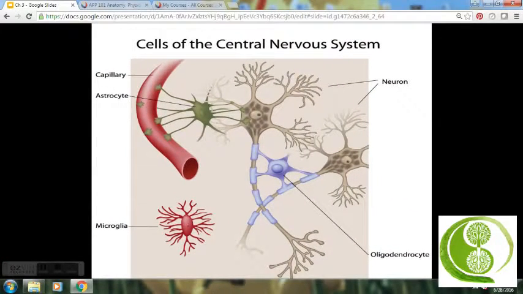Okay, so this is just another picture of the different neuroglia. You've got the microglia here. You've got the oligodendrocytes. You've got, these are your neurons. For this to be an oligodendrocyte, this has to be within the brain and spinal cord. You've got the astrocyte, and they said the astrocyte's what binds the capillary to the nerve, or the neuron, sorry.